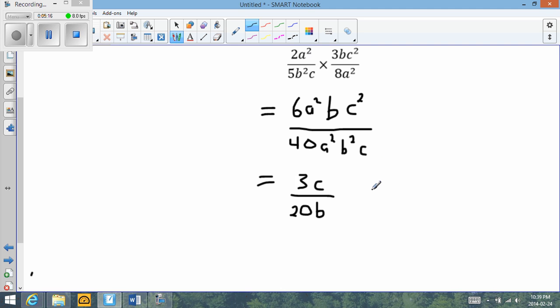However, we have to state our restrictions. So b can't equal 0, we can see. But remember, go back to the beginning, and I said a can't equal 0, b can't equal 0, and c can't equal 0. So that's b can't equal 0, c can't equal 0.